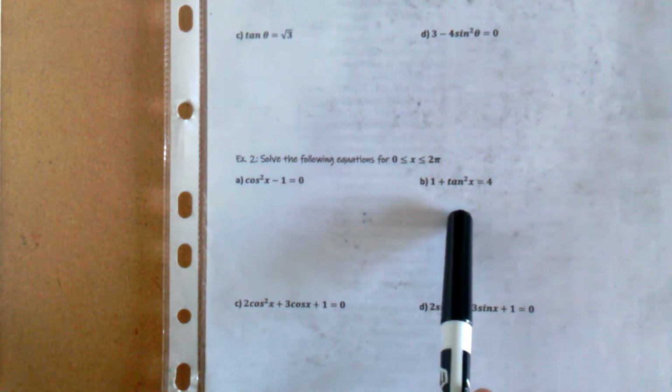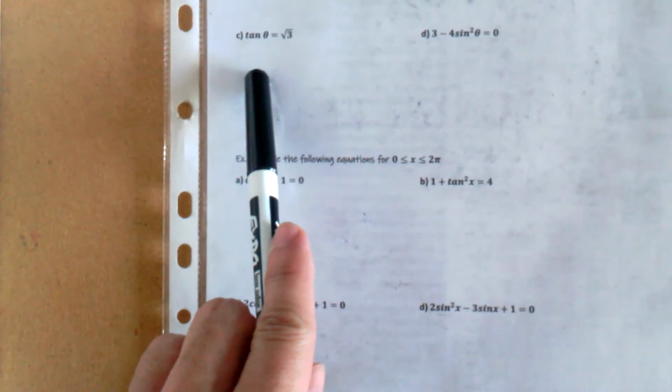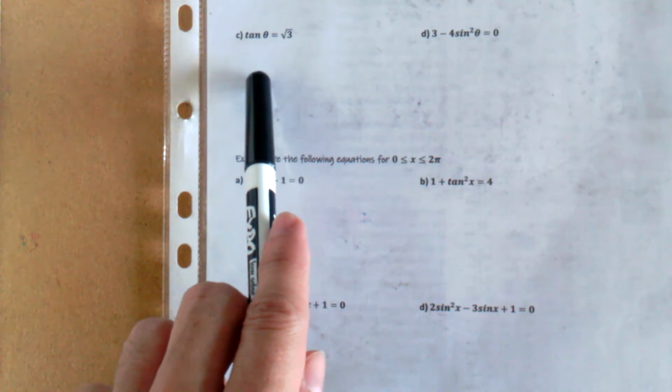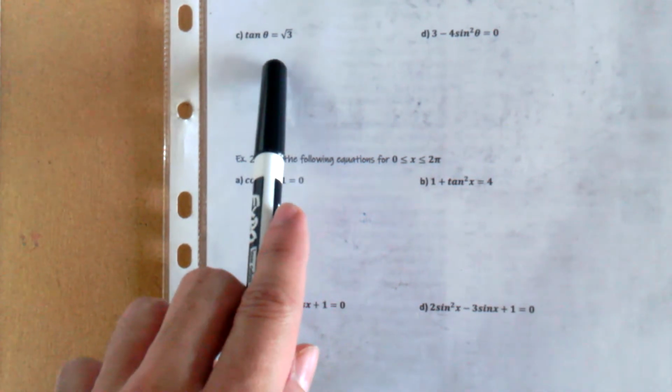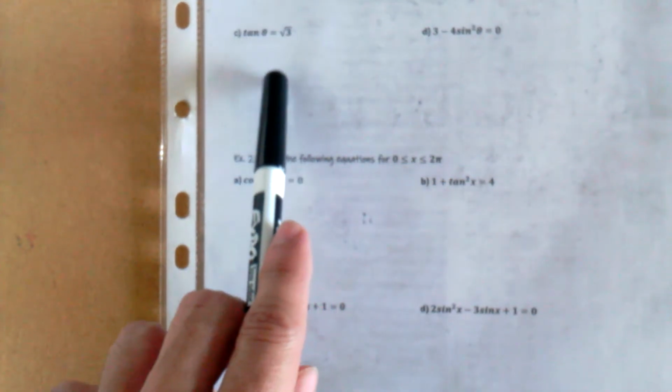Before you watch this video, I would highly recommend you review problem C, tangent theta equals the square root of 3. If you haven't already watched problem C, I would highly recommend you watch problem C before watching this problem, because we're going to use some of what we learned in problem C in order to answer problem B. Okay, so let's get started.